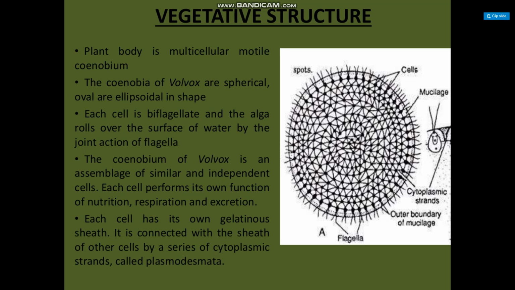Each cell performs its own function of nutrition, respiration, and excretion. Each cell has its own gelatinous sheath. It is connected with the sheath of other cells by a series of cytoplasmic strands called plasmodesmata.